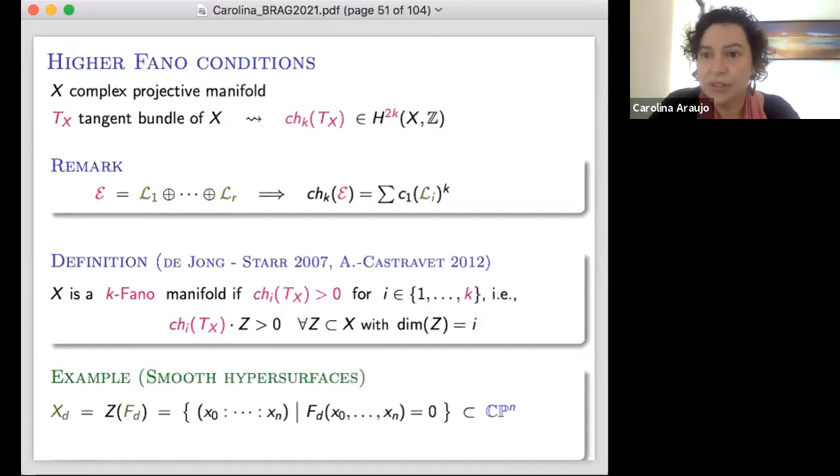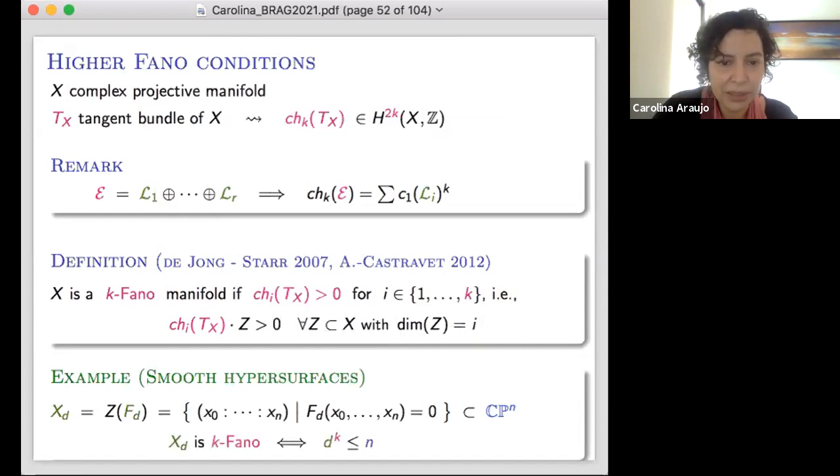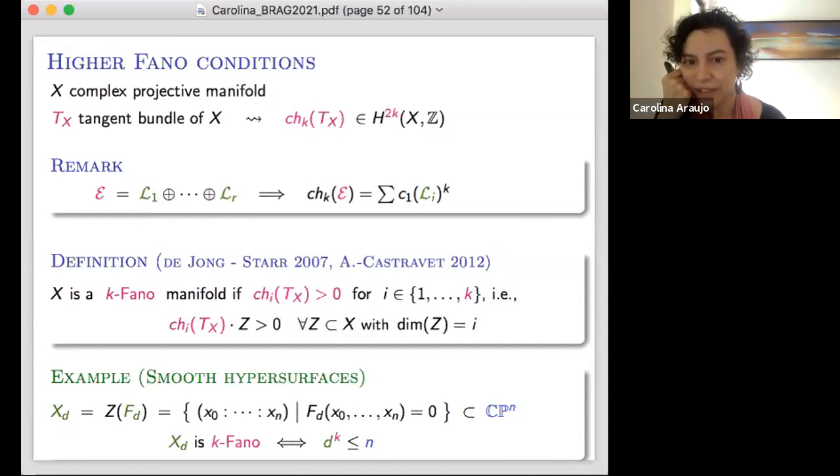And for smooth hypersurfaces, this is the easiest thing one can verify. For smooth hypersurfaces, it's very easy to compute the Chern characters of the tangent bundle. For smooth hypersurfaces, being k-Fano is equivalent precisely to the degree condition in the Tsen-Lang theorem. So this is a very easy computation, and in a sense, this is sort of trivial and naive. And now, of course, the other properties are the ones that are hard to check, and the ones that one is most interested in.